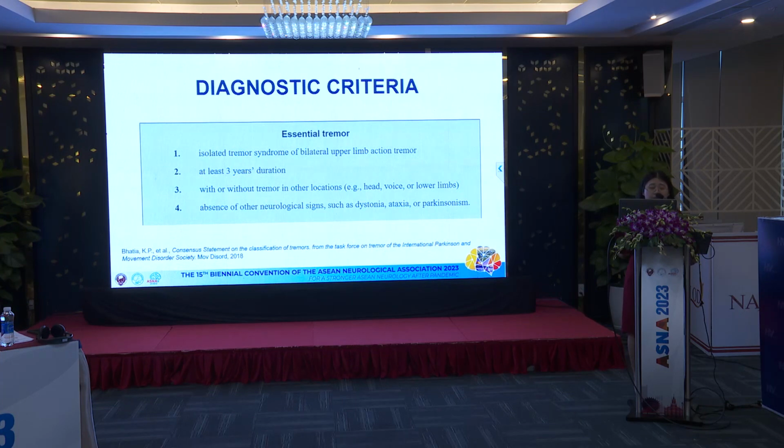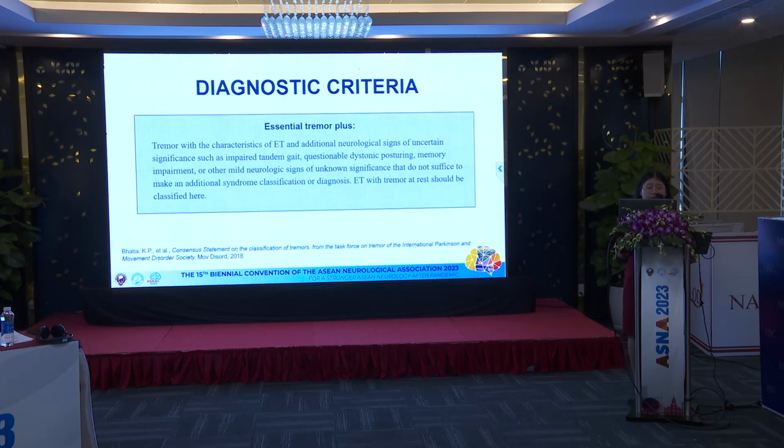The International Parkinson and Movement Disorder Society defines essential tremor by the following features: isolated tremor syndrome, bilateral upper limb action tremor, at least 3 years' duration, with or without tremor in other locations, and absence of other neurological signs such as dystonia, ataxia, and parkinsonism.